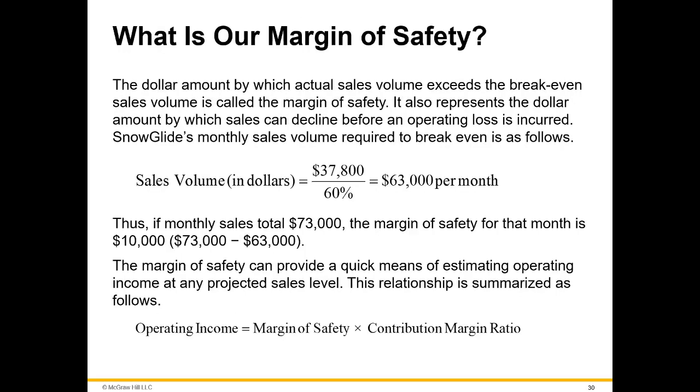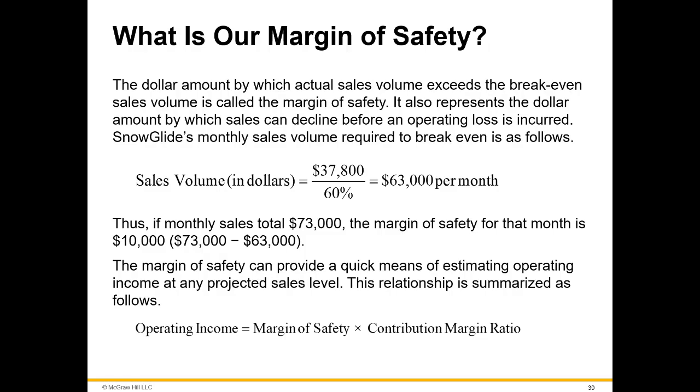All right, what is our margin of safety? So let's define margin of safety first. The margin of safety is the actual sales volume, the amount by which the actual exceeds break even. Okay, so it also represents the dollar amount by which sales can decline before an operating loss is incurred. So it's kind of where we're in the safe zone. So let's see if we can figure that out.